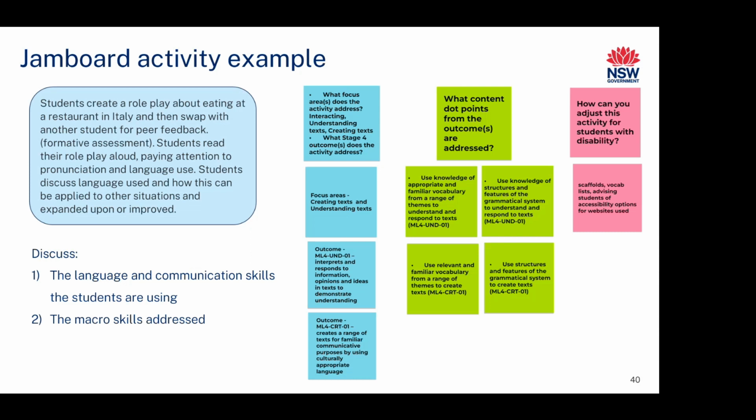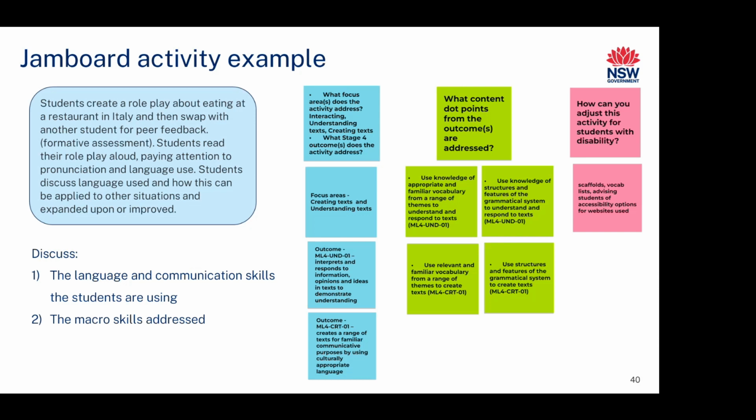Next, choose a scribe to add to your group's response to the 3 sticky notes for each question on your Jamboard slide. The first 2 questions are on the blue sticky note. Which focus area or areas does this activity address? Interacting, understanding texts and/or creating texts. For this activity, it is creating texts and understanding texts.